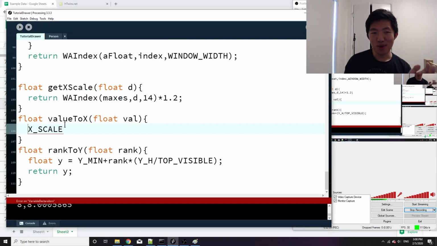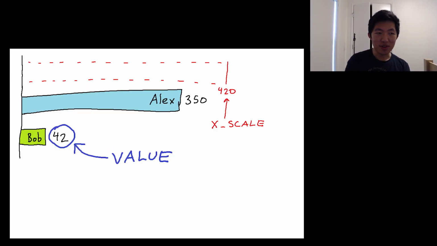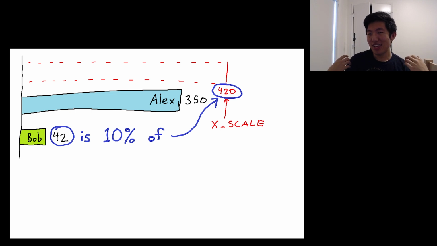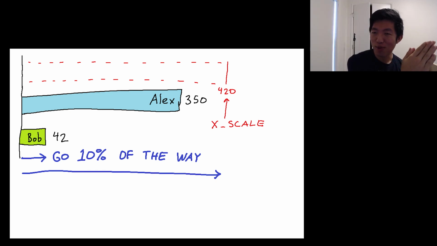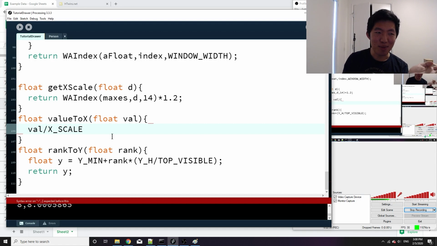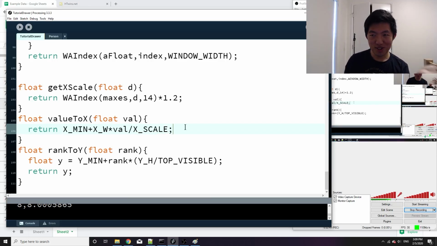So what should the x-coordinate be? Well, let's think about fractions. Basically, if we take value and divide it by x scale, which is essentially like the maximum value on the screen, if that's like 10%, that means that the x-coordinate should be 10% away from the left edge to the right edge, right? So I'm going to take x min and then add this proportion of x width to it to get the x-coordinate that it should be at. And I think that should work. Also a very short function.